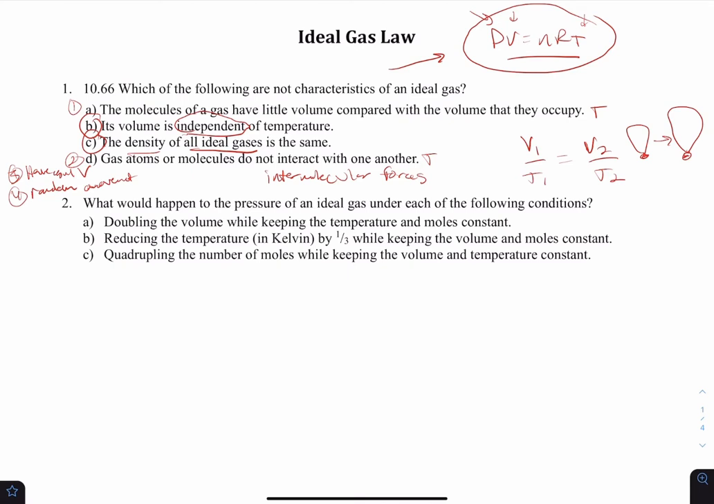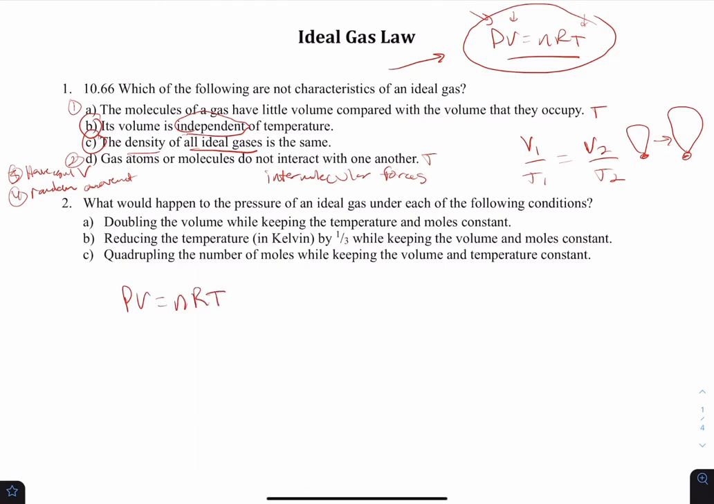All right, number 2 says, what would happen to the pressure of an ideal gas under each of the following conditions? For each of these, I want to show you a method that's really helped me solve these really quickly. Part A says, doubling the volume while keeping the temperature and moles constant. What I want you to do is write down the ideal gas law and then put an X above everything that is changing.